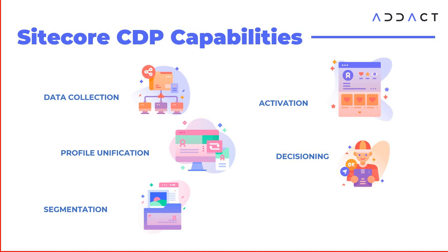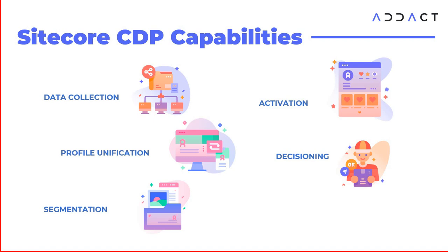Last is decisioning. The decisioning function of the CDP uses rules and predictive analysis to make smart decisions about the best customer to talk to, when to talk and how to talk with the customer, which time is good for the customer, which channel is good to talk with the customer, and different things.